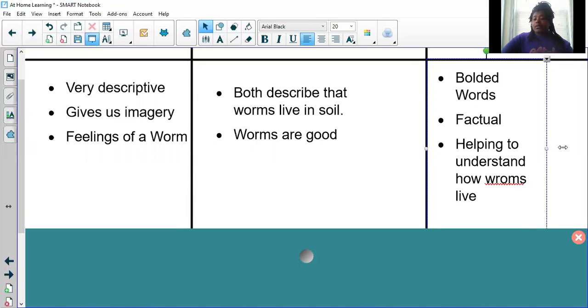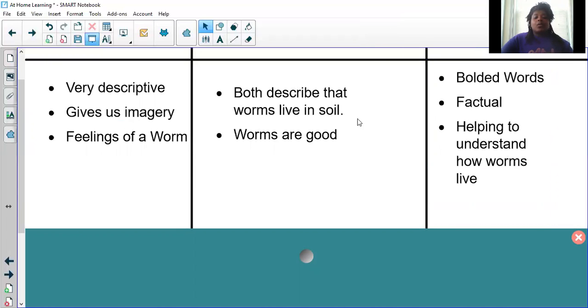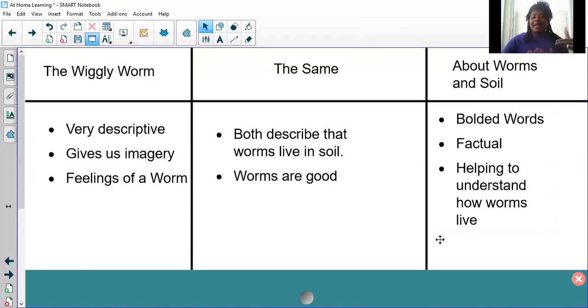So, I spelled worms wrong, guys. I will fix it. While we're looking at this, I said both describe that worms live in soil, and then you can also infer that both of them are saying worms are good. Worms are good for the other living things. And in Wiggly Worm, it was describing how even all the animals envy the worm. So worms are good.